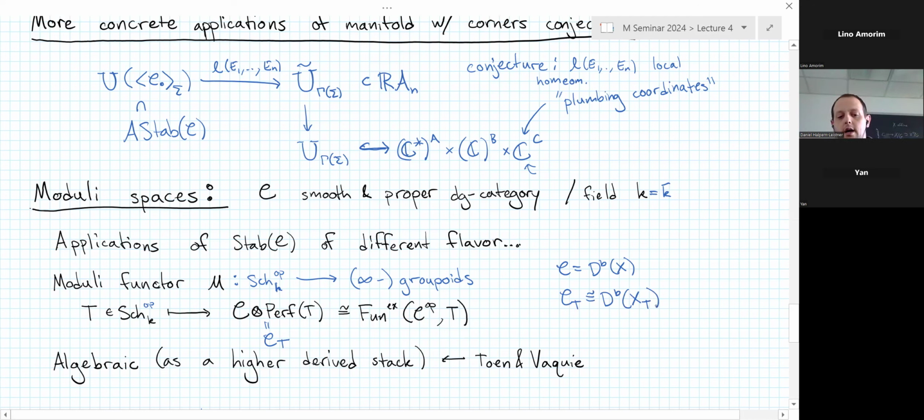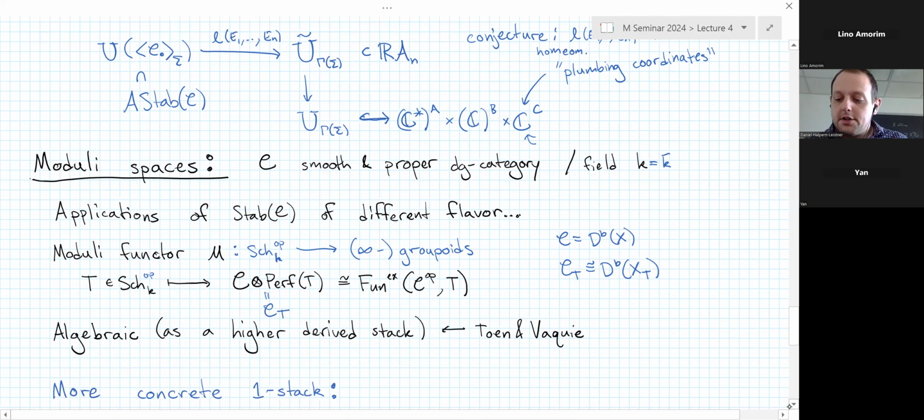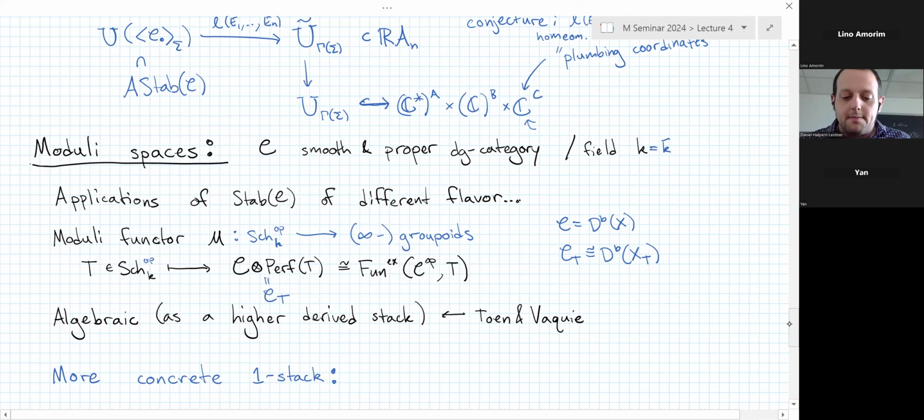So basically this gives you some moduli functor, and a result of Toën and Vaquié is that, in a very abstract setting, in the setting of higher derived algebraic stacks, this is actually an algebraic stack if C is a smooth and proper category. But that's useful for some things, but not for all things. So if you want to actually produce a space, then you need to get something more concrete.